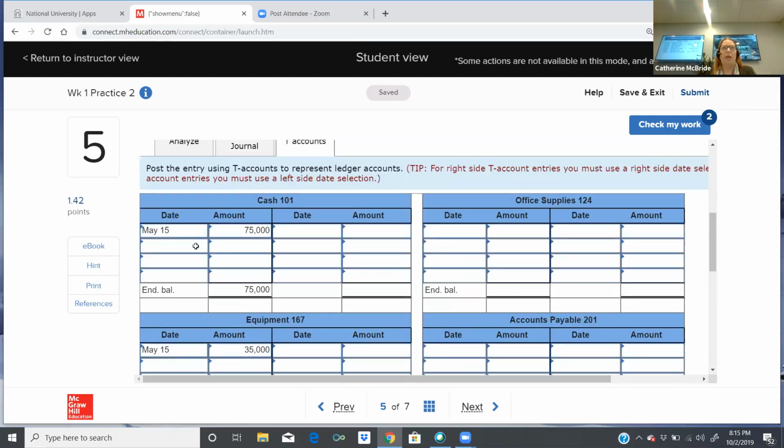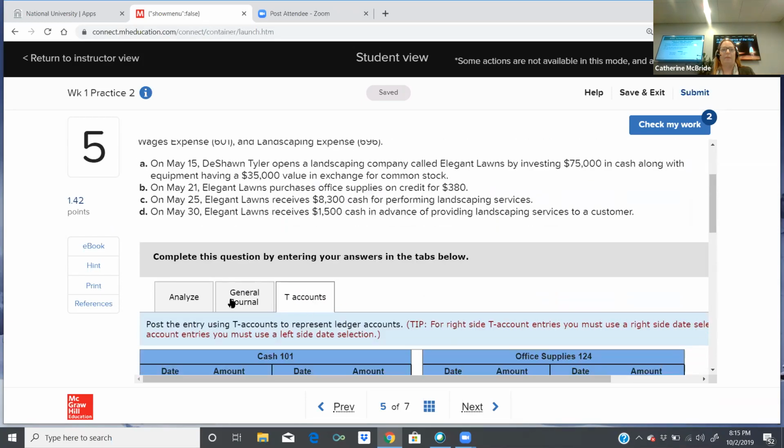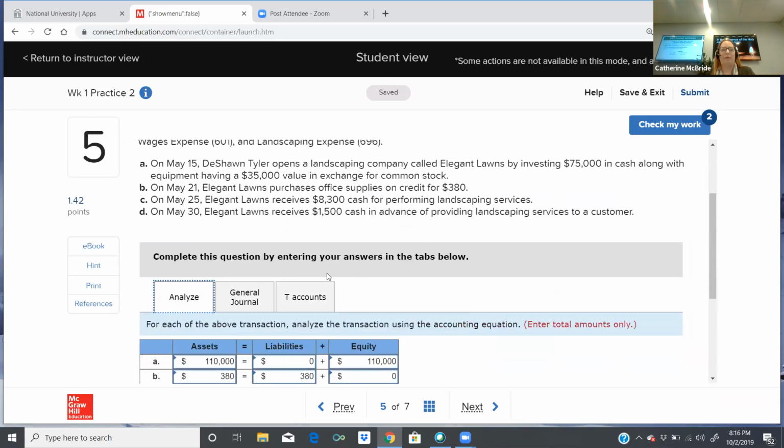So I bought office supplies, increased them for $380, there's the debit, and I have accounts payable for $380. All right. Third transaction. You're rocking and rolling here.